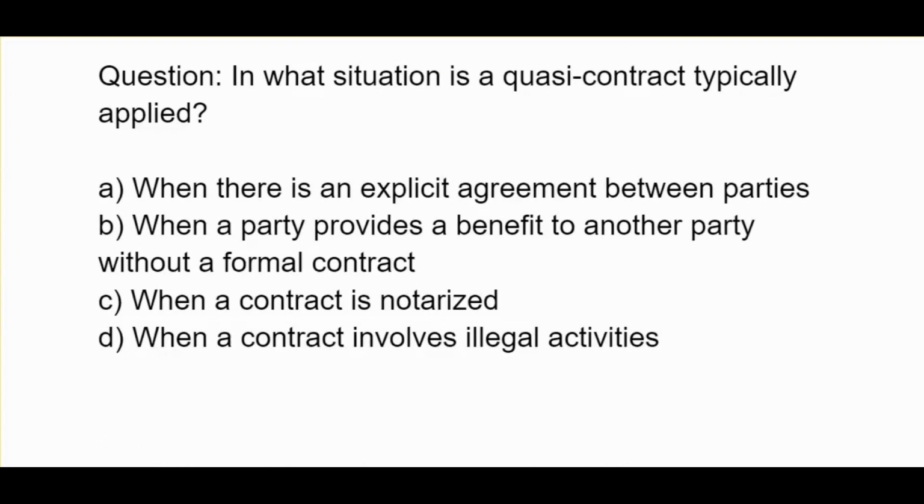In what situation is a quasi-contract typically applied? A, when there is an explicit agreement between parties. B, when a party provides a benefit to another party without a formal contract. C, when a contract is notarized. D, when a contract involves illegal activities.